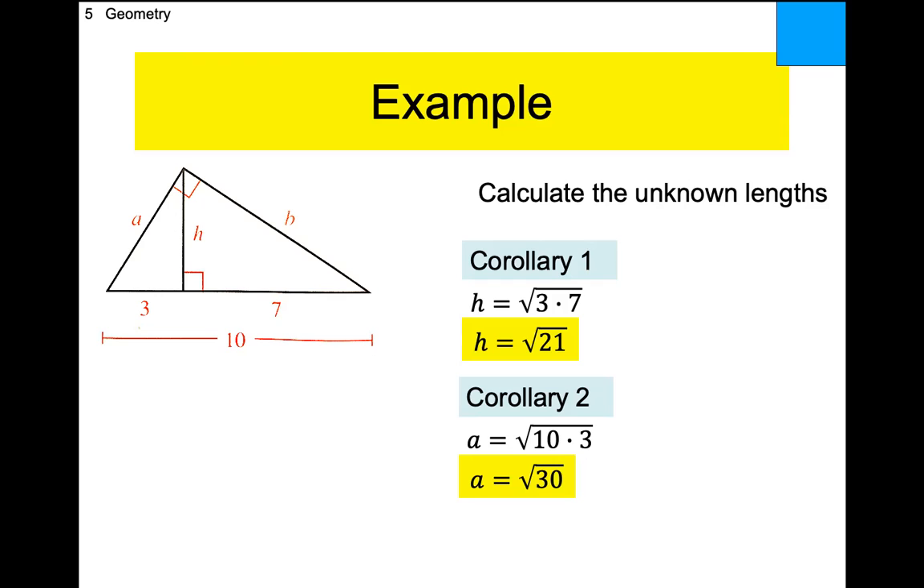Okay, Cadence, you want the last one? What's the second part of corollary 2? And where would it be on our picture? B would be equal to the square root of 10 times 7. Perfect. 10 times 7 is 70. Any perfect squares inside of 70? So you're done.